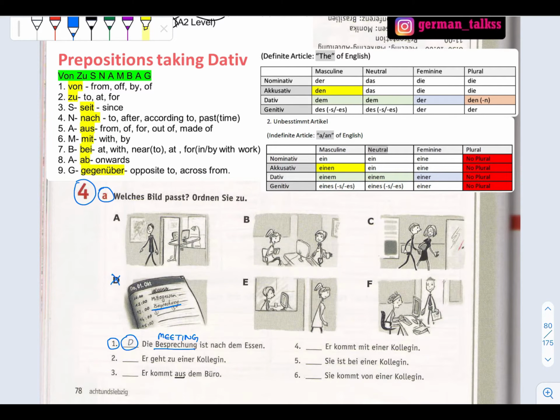You can see here, Besprechung is after. After what? Mittagsessen. This thing is after this. That's why D.